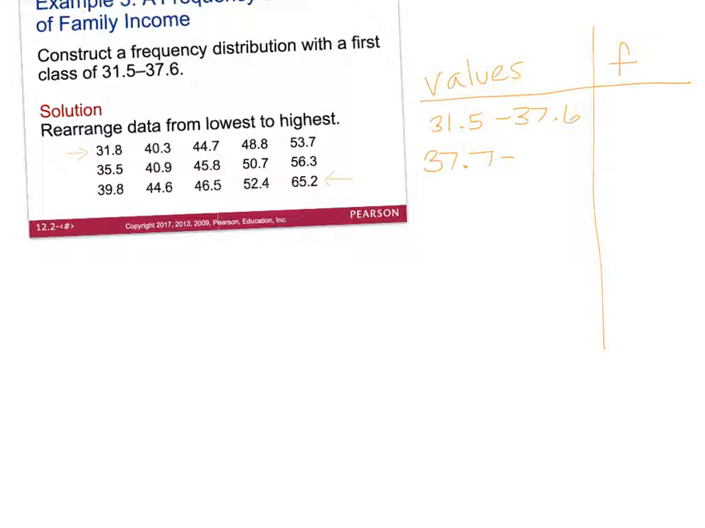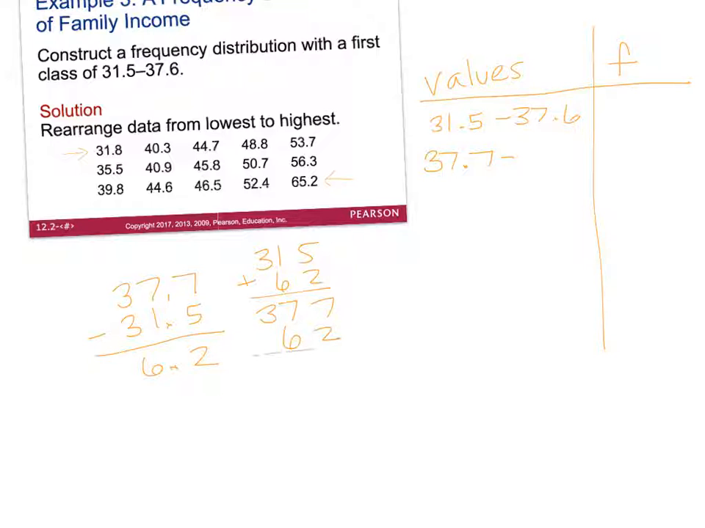So what you need to do is figure out what your class width is. Take the lower limit from the class you just found and deduct the lower limit from your first class. When you subtract those, you're going to get 6.2. So what that means is you're going to keep counting up by 6.2. We're going to take 31.5 and add 6.2 to it, and that's going to give us our new lower limit of 37.7.